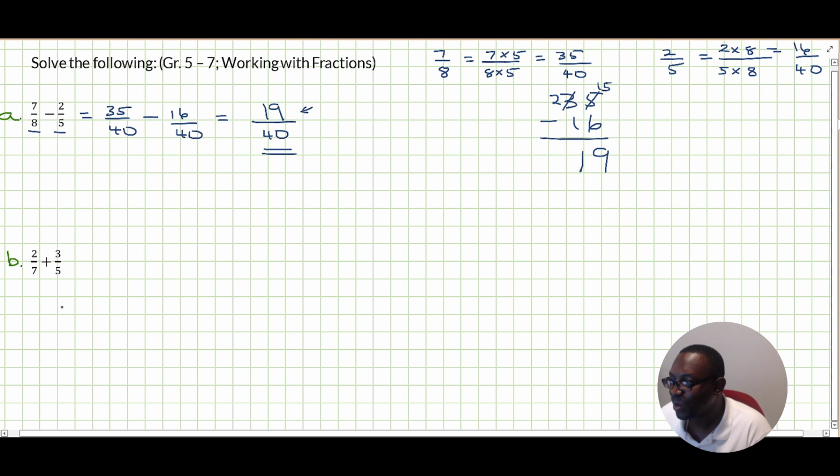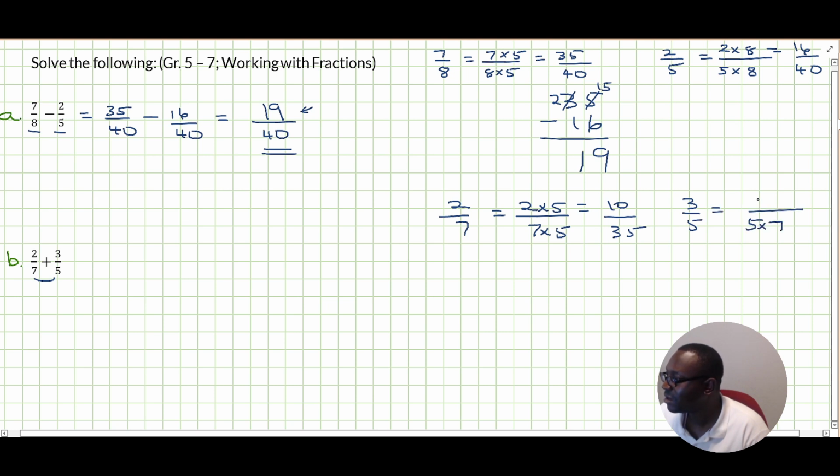2 over 7 plus 3 over 5. So we're going to first rewrite this fraction so they have a common denominator. I'm going to just multiply 7 and 5 so I can get 35. So 2 over 7, I'm going to multiply 7 by 5 to get 35. So I multiply 2 by 5 as well. It's going to give me 10 over 35. And then for 3 over 5, I have 5 multiplied by 7, 3 multiplied by 7. This is going to give me 21 over 35.